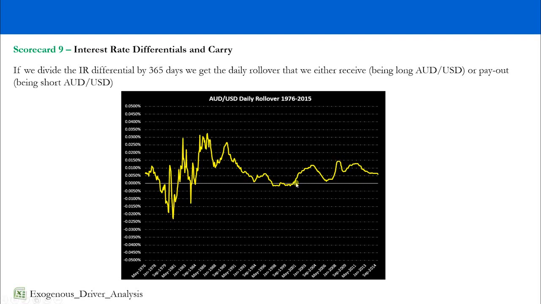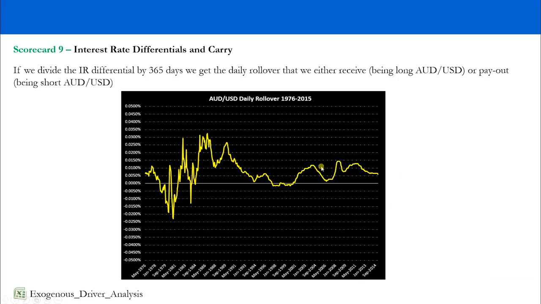So you can see here in the period from the late 90s to present day, we've had a positive carry, being long Aussie dollar, US dollar. And we had a negative carry here from the mid 90s to the late 90s, so small negative, which we would have paid out if we were long Aussie dollar, US dollar.